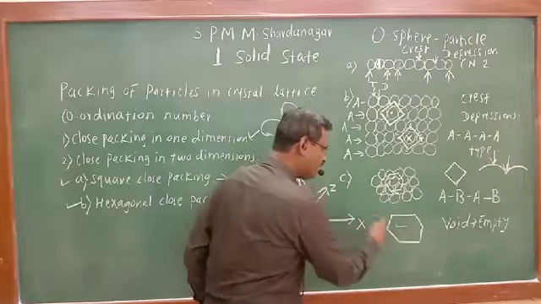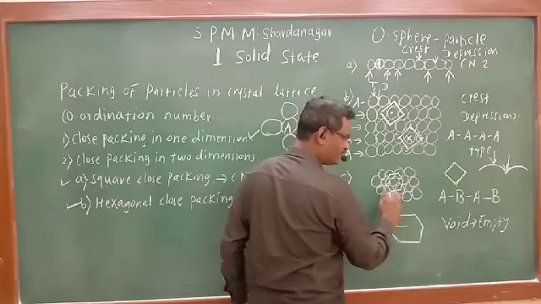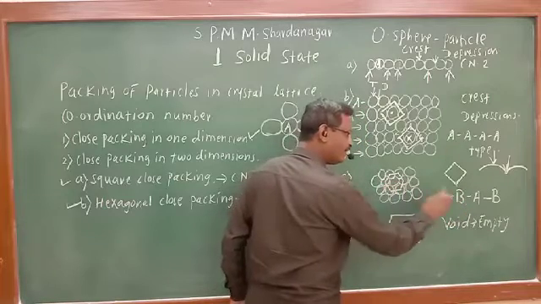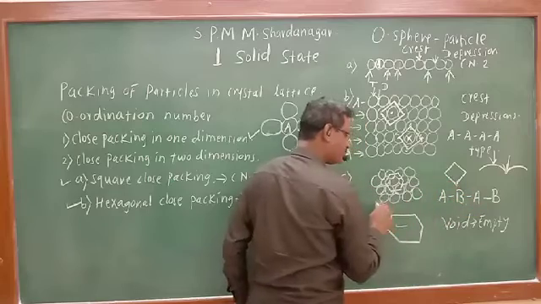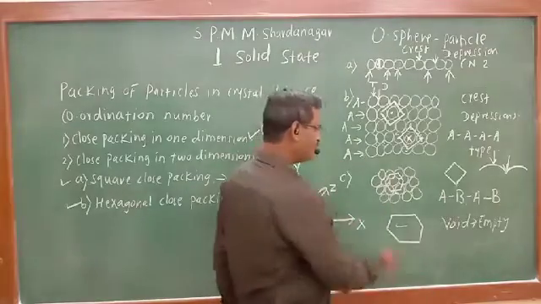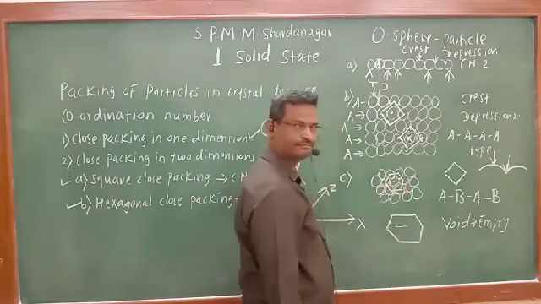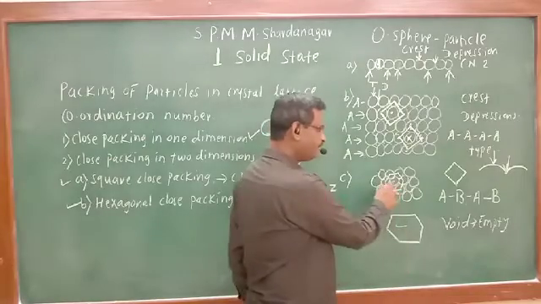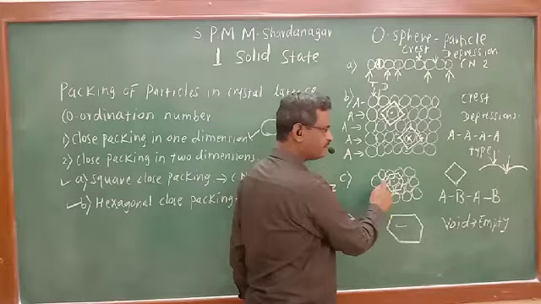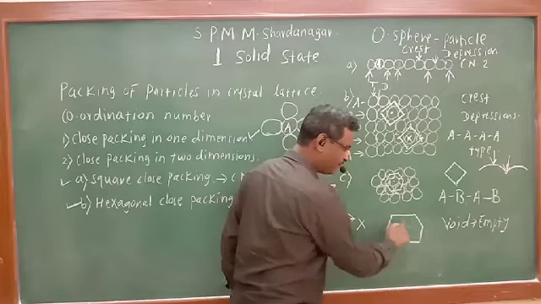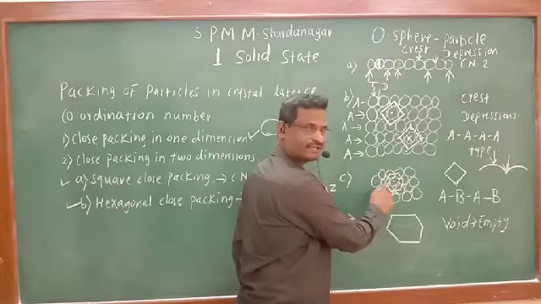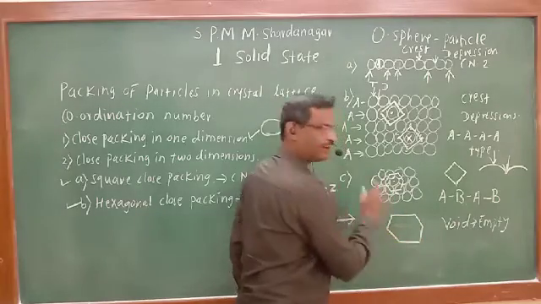So if the first layer is A layer, second is not A, second will be B layer. Again third will be A layer, fourth is B layer. So this is known as AB type of arrangement. And in this arrangement, if we consider this as the central sphere, it is in touch with how many other spheres? 1, 2, 3, 4, 5, 6. Therefore, it forms this type of hexagonal arrangement. Coordination number is 6. And this is the hexagonal type of arrangement.